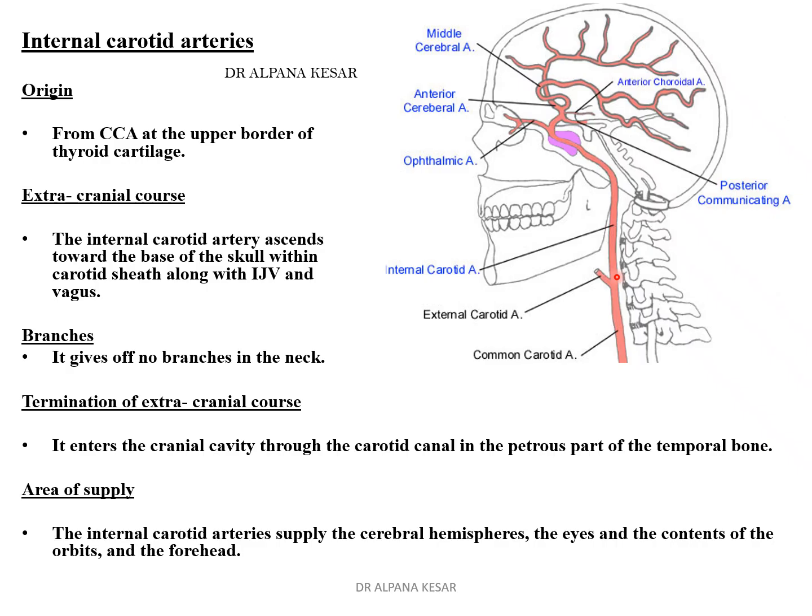The termination of the extracranial course is when the internal carotid artery enters the carotid canal present in the petrous part of the temporal bone, after which it enters the cranial cavity. The internal carotid artery supplies the cerebral hemispheres, eyes, and the contents of the orbits along with areas of forehead.